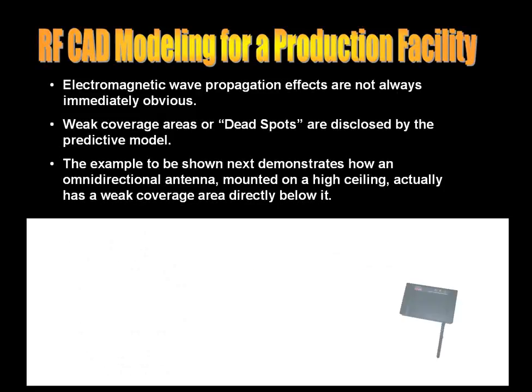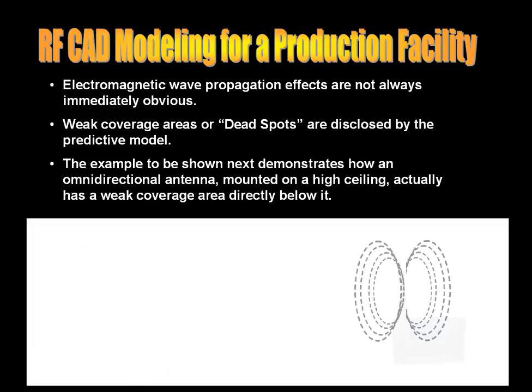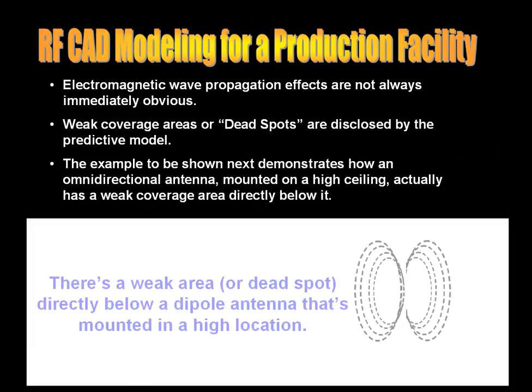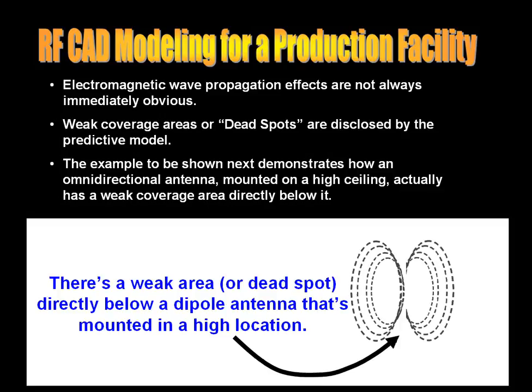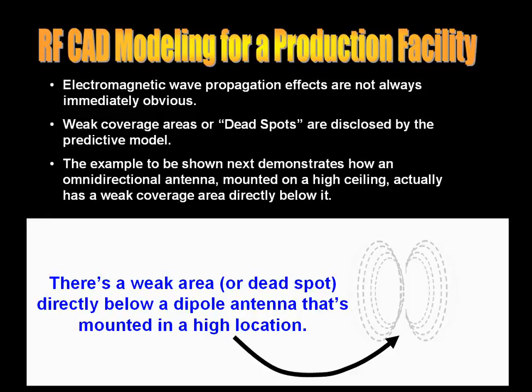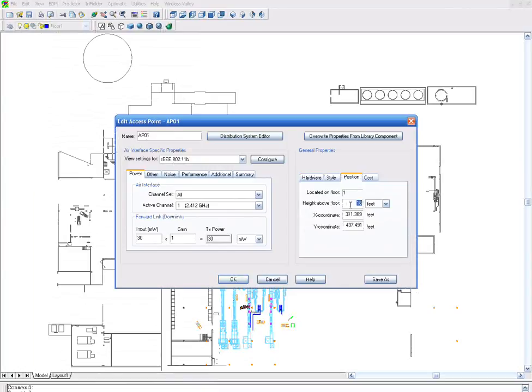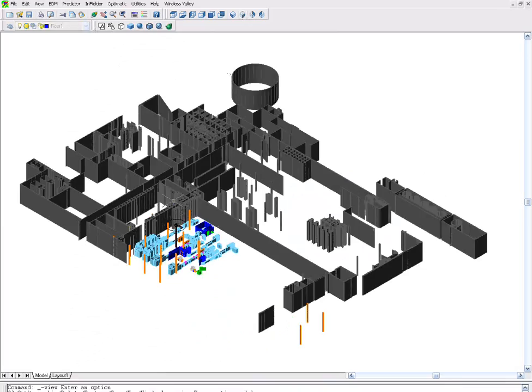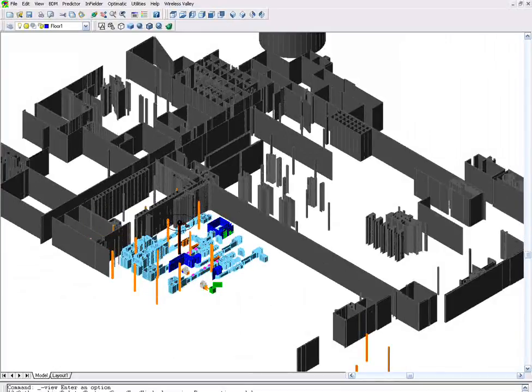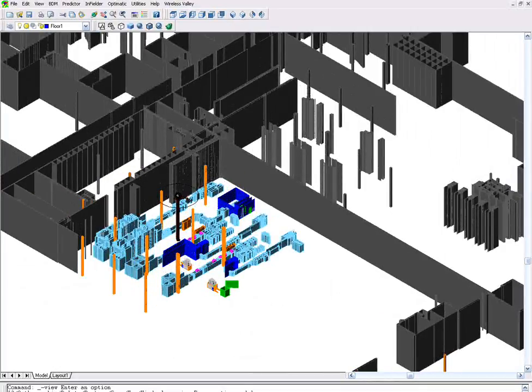Therefore, there is essentially a weak or dead area directly below a dipole antenna. This only shows up when the antenna is mounted in a high location. Let's take a look. First, we'll move the antenna back to ceiling height. Now, when we zoom in, we can see that the antenna is raised above the floor.